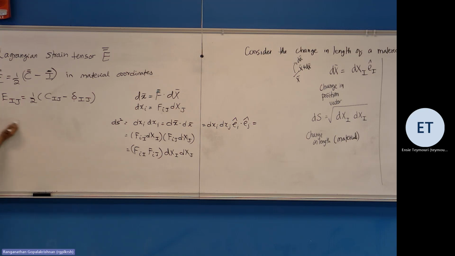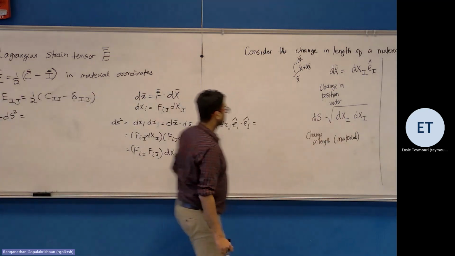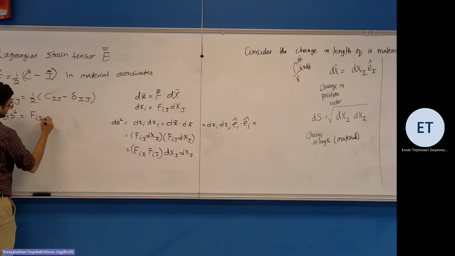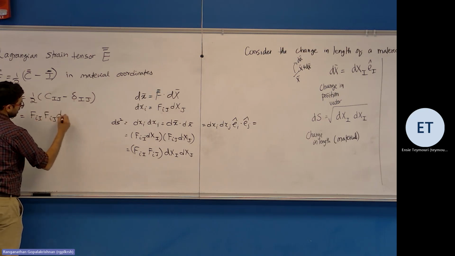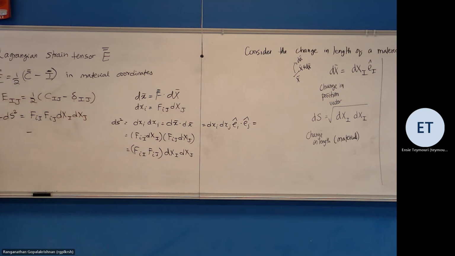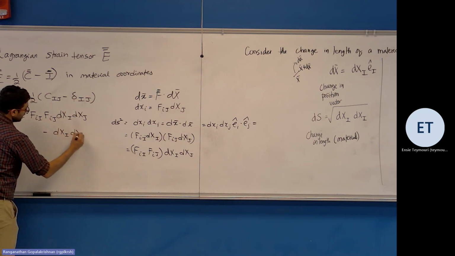So if we consider ds squared minus dS squared. That is, if we consider what is ds squared, that is simply this, right? So this is equal to Fki Fkj dXi dXj minus. Is it okay if I write this dXi dXj?